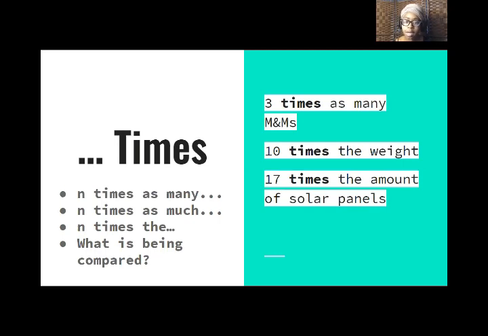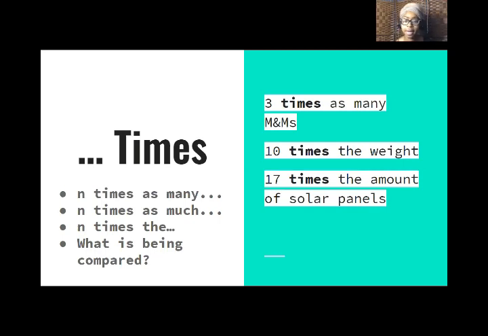17 times the amount of solar panels. So a house has a certain amount of solar panels, and a field is going to have way more than that. So maybe 17 times the amount of solar panels. All right, so remember that you're multiplying the original by what is being times by. 17 times the original gives you the total, and you're asking yourself what is being compared.